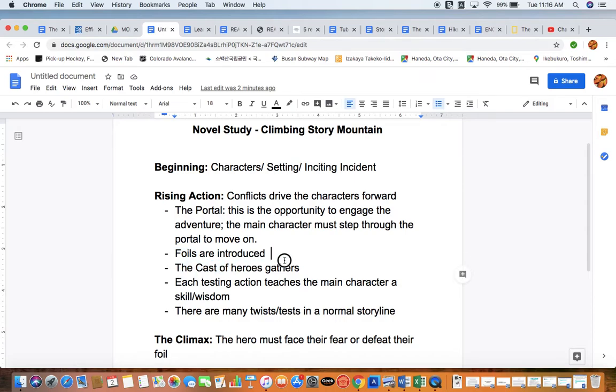So then commonly the cast will begin to gather around the character. So if you think about the Lord of the Rings as a story to use as a comparison here, you know, at the beginning it's just the hobbits, right?